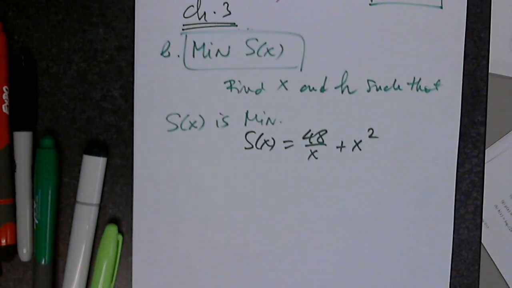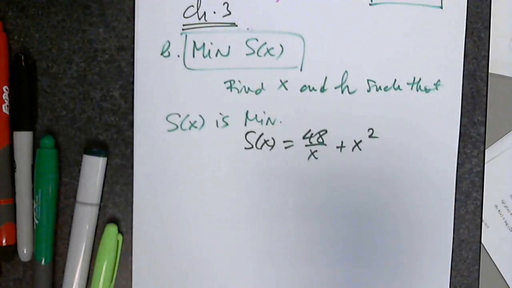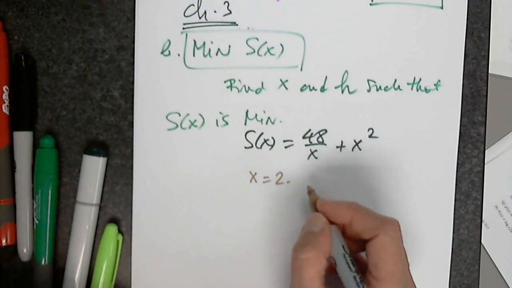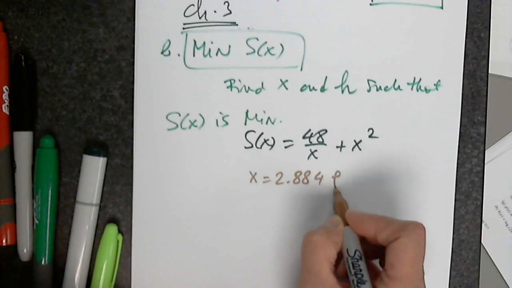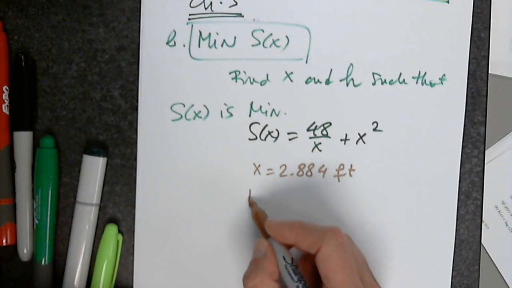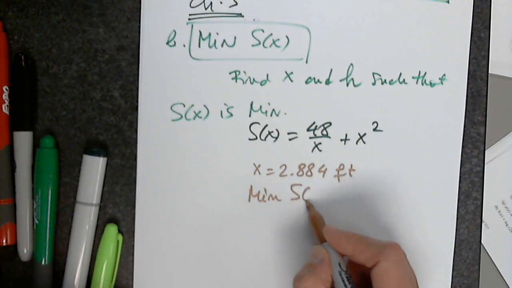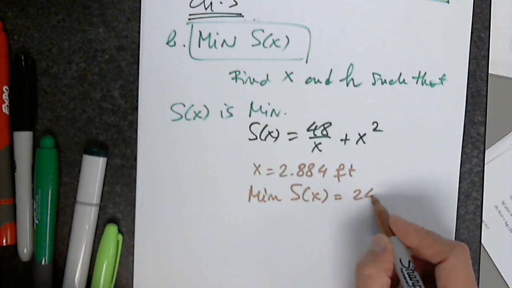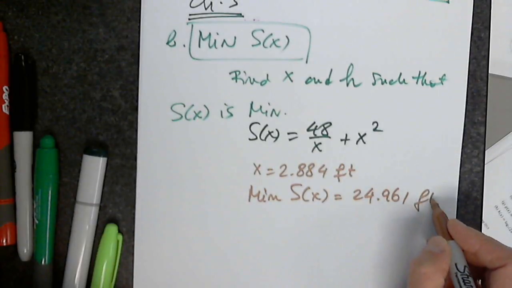So, because everything was in feet. Am I correct? Everything was in feet, right? Yes. Okay. So then I have the minimum. I'm going to write x equals 2.884 feet. And if you want, the minimum surface area is 24.961 cubic feet.